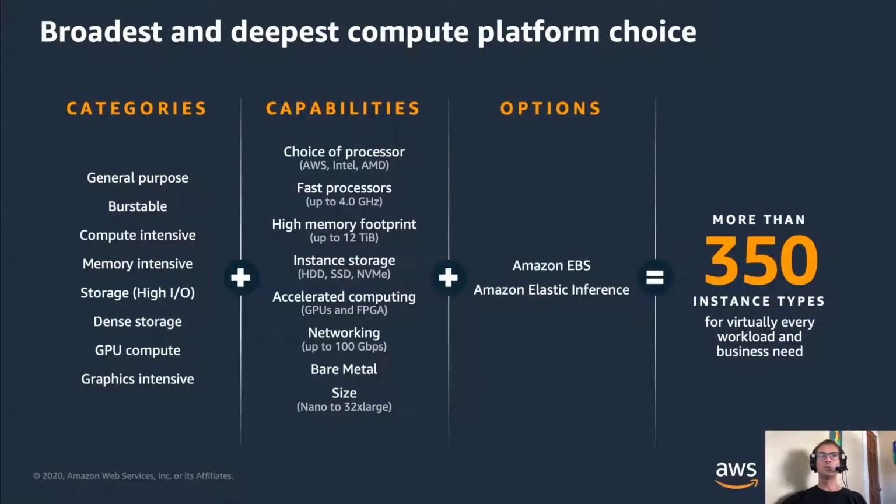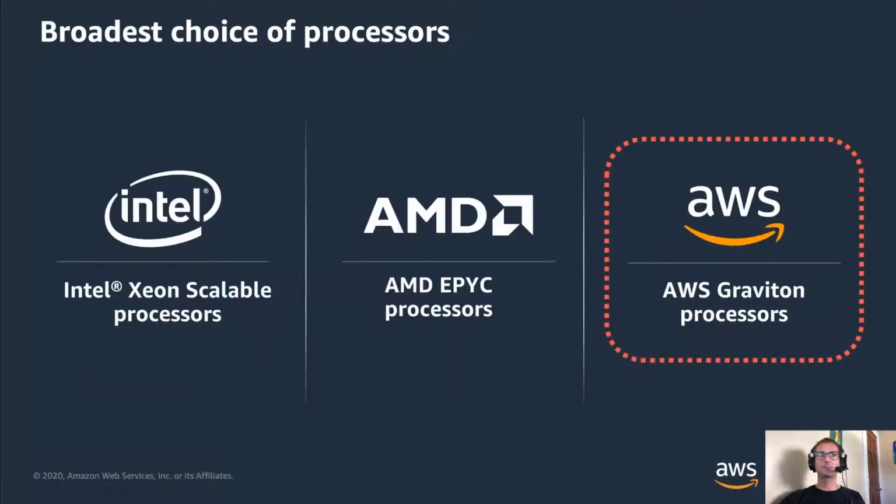As you probably know, AWS has one of the broadest and deepest compute platform choices. We offer many different instance categories, and those instances have many different capabilities, whether it is the choice of processor, the amount of memory you have per instance, or the type of storage you want to have with them. Overall, we have more than 350 different instance types.